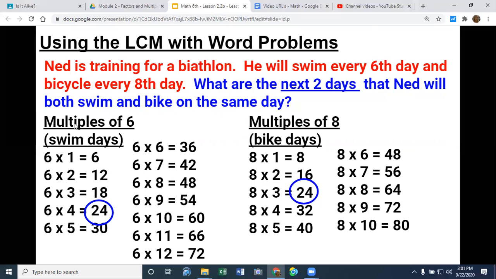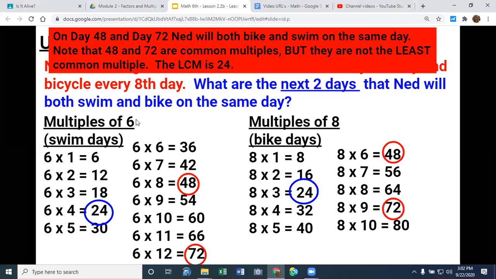Did we find a match? We sure did. 48's a match. Are there any others? 72 is a match. So those are the next 2 days. On day 48 and on day 72, Ned will both bike and swim on the same day.